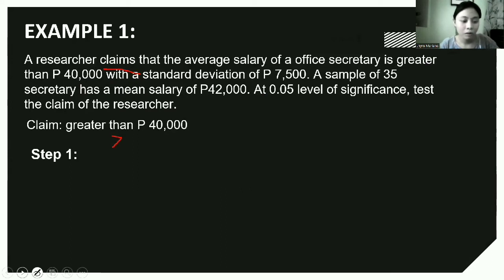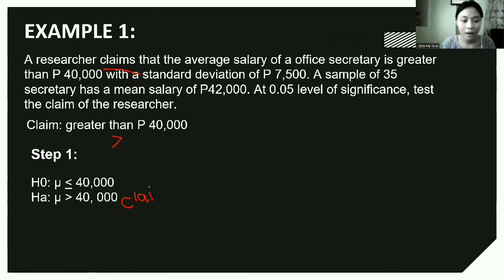So, now, alam natin yung claim, mag-formulate na tayo ng null and alternative. So, since greater than yung symbol niya, ilalagay natin siya sa alternative hypothesis. So, yung claim natin, nasa alternative hypothesis. Yung katumbas ng greater than sa null hypothesis naman is mu is less than or equal to 40,000. So, ngayon na na-identify natin yung claim, nakapag-construct tayo ng null and alternative hypothesis, pupunta tayo sa next step.